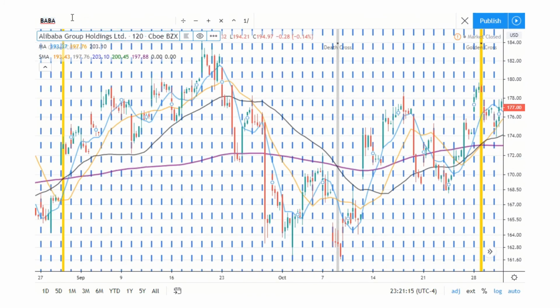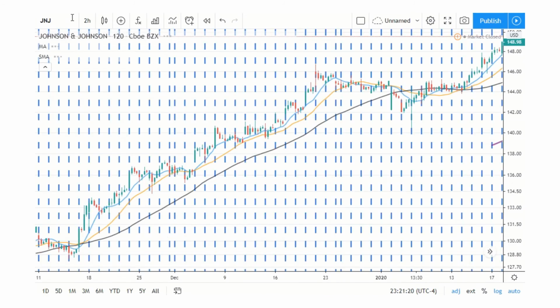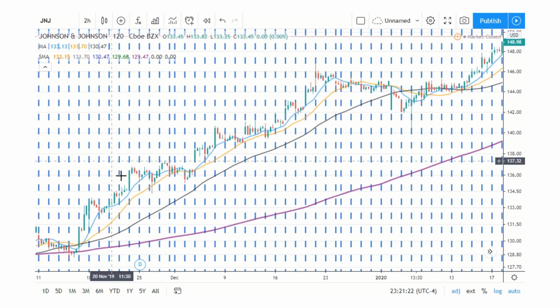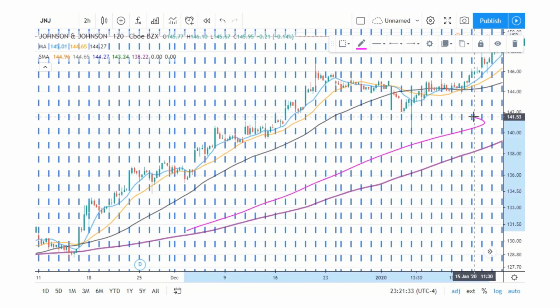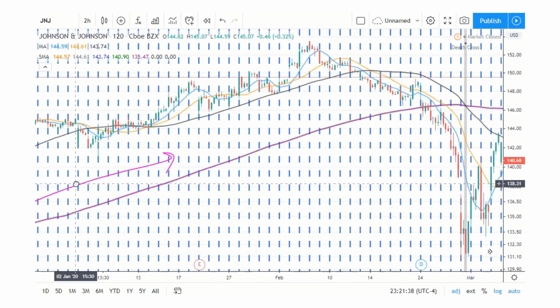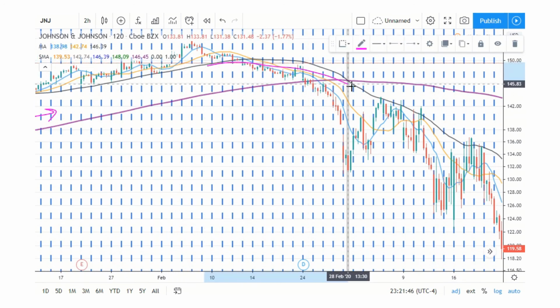All right, let's look at another stock. Let's look at JNJ, Johnson & Johnson. Again, November 26, 2019. Pretty much parallel. Uptrend. And then look at what happens. It starts to narrow. The 50 moving average dips below the 200 moving average, and takes the stock with it.